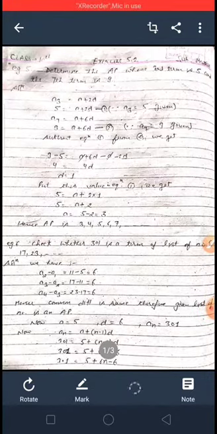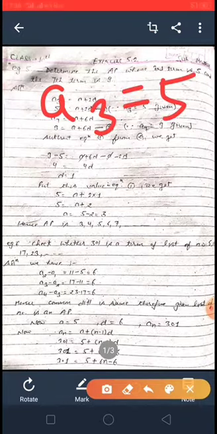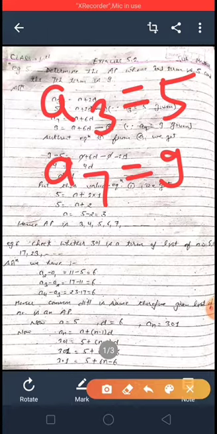So our example 5, the statement is: determine the AP whose third term is 5 and seventh term is 9. Means we have been given these two terms, A3 and A7, and we have to determine the AP by using these two terms.